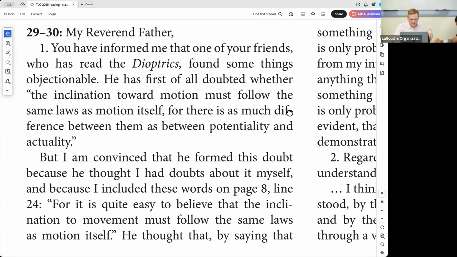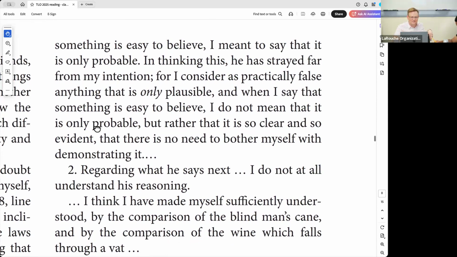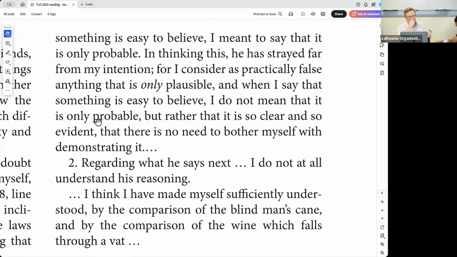He thought that by saying that something is easy to believe, I meant to say that it is only probable. In thinking this, he has strayed far from my intention, for I consider as practically false anything that is only plausible. And when I say that something is easy to believe, I do not mean that it is only probable, but rather that it is so clear and so evident that there is no need to bother myself with demonstrating it. 2, regarding what he says next, I do not at all understand his reasoning.